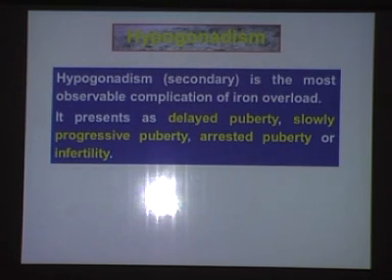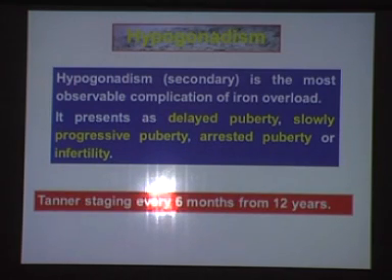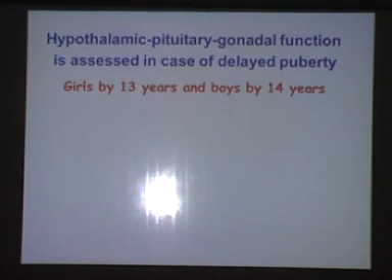Finally, hypogonadism. It is usually secondary, and it is the most common complication. It presents as delayed puberty, slowly progressive puberty, arrested puberty, or infertility. So Tanner staging every 6 months must be done from the age of 12 years.